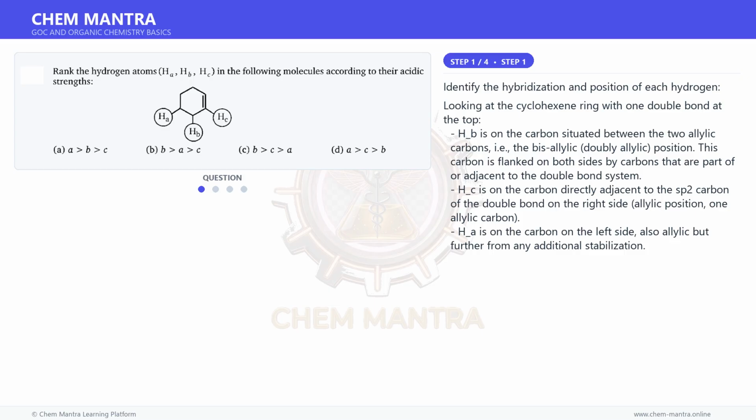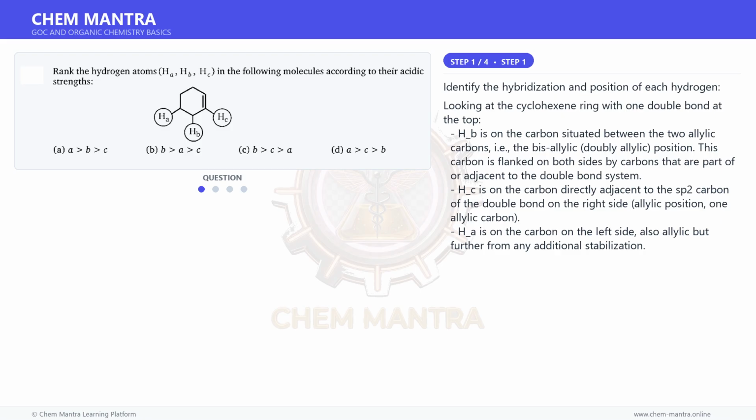Identify the hybridization and position of each hydrogen. Looking at the cyclohexene ring with one double bond at the top, H_B is on the carbon situated between the two allylic carbons, i.e., the bisallylic, doubly allylic position. This carbon is flanked on both sides by carbons that are part of or adjacent to the double bond system.